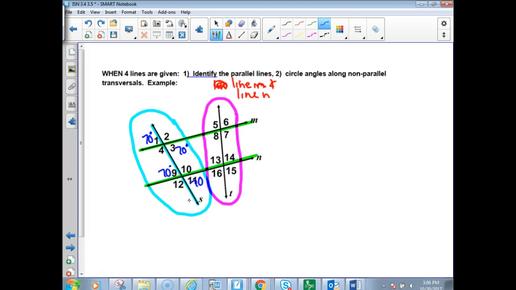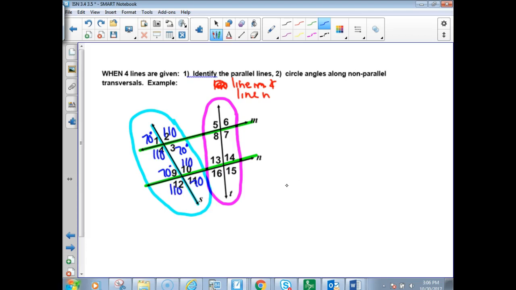Now, the rest of the angles are not 70. What size are they on this side over here? 110 because they're supplementary. 180 minus 70 is 110. And these are all 110 then.